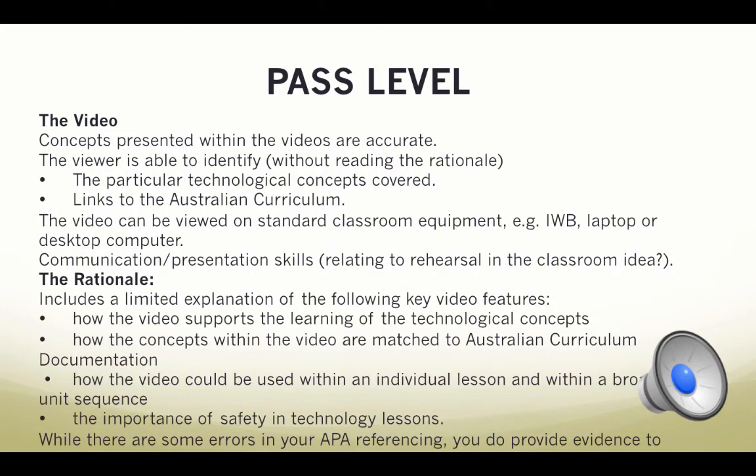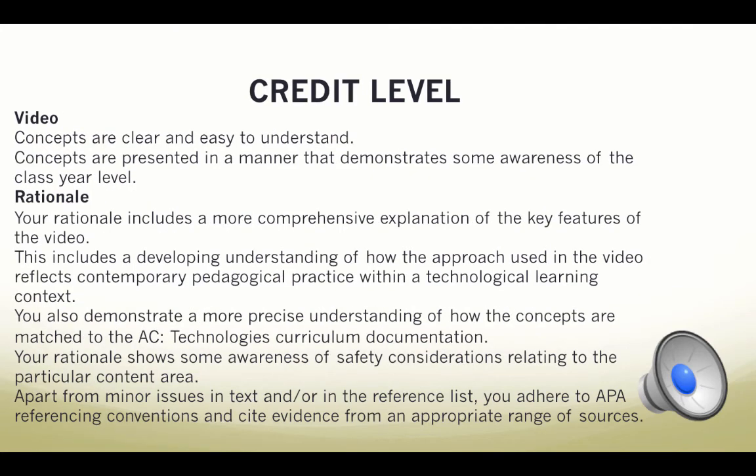This assessment task, there are 5 levels that you can achieve. So an N would be unsatisfactory, meaning that you have not sufficiently met the criteria to pass the assessment. At a pass level, you can see here what you need to achieve in order to pass the assessment task. Moving on to a credit level, you needed to have achieved everything within the pass to then be able to achieve a credit level.